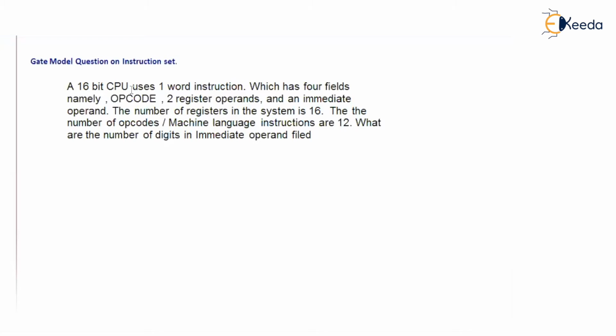A 16-bit CPU uses one word instruction, which has 4 fields, namely opcode, 2 register operands, and an immediate operand. The number of registers in the system is 16. The number of opcodes or machine language instructions is 12. What is the number of bits in the immediate operand field? This is the question. Just try understanding this question again. Okay, now we understand the question.